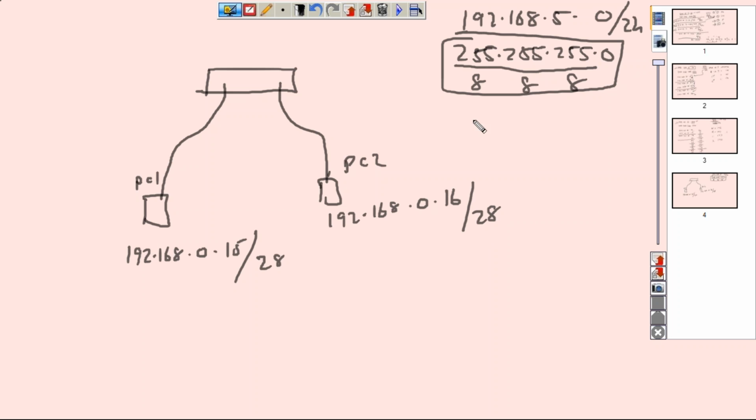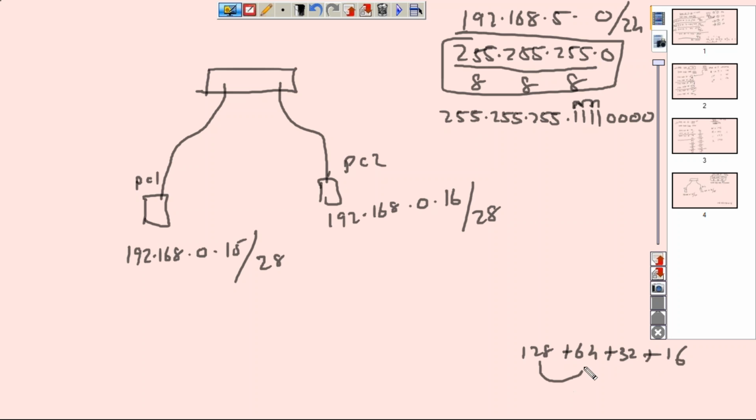So /28 here means 255.255.255 and then 25, 26, 27, 28 bits, the rest are host bits. So this means 240, right, guys? 128 plus 64 is 192, plus 32 is 224, plus 16 is 240. Four bits. Yes, 240. Good to go, Faiz? The slash 28 is okay now?